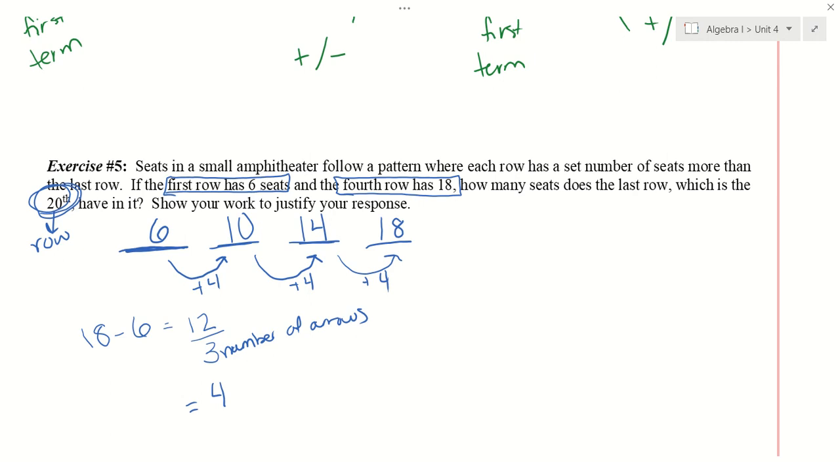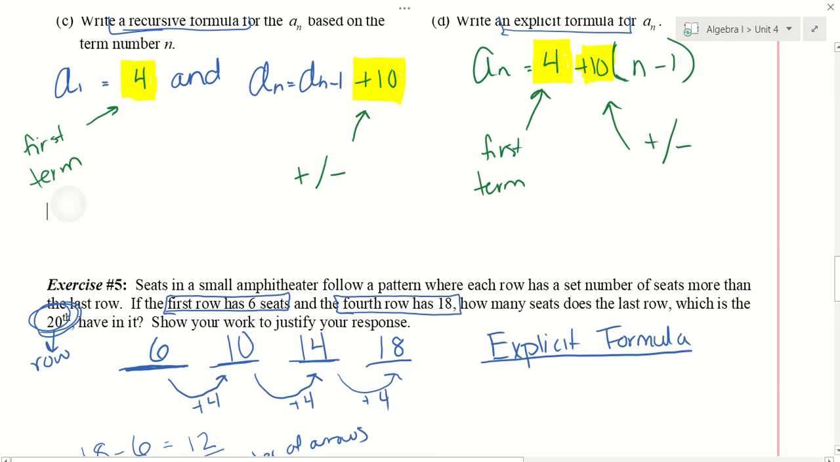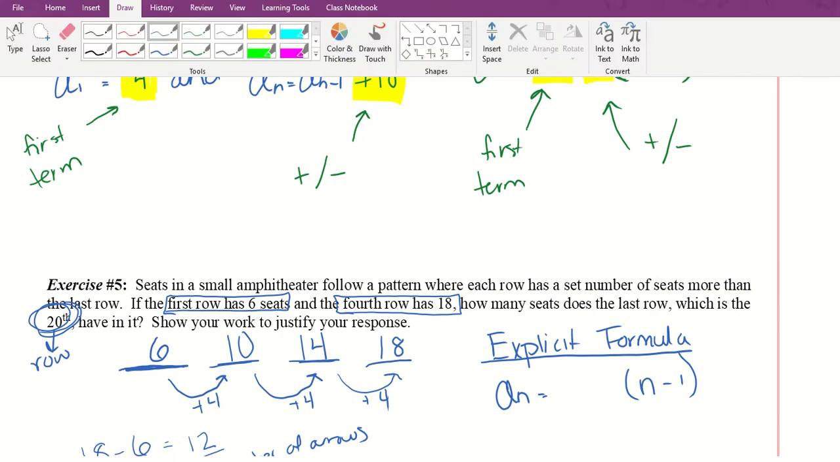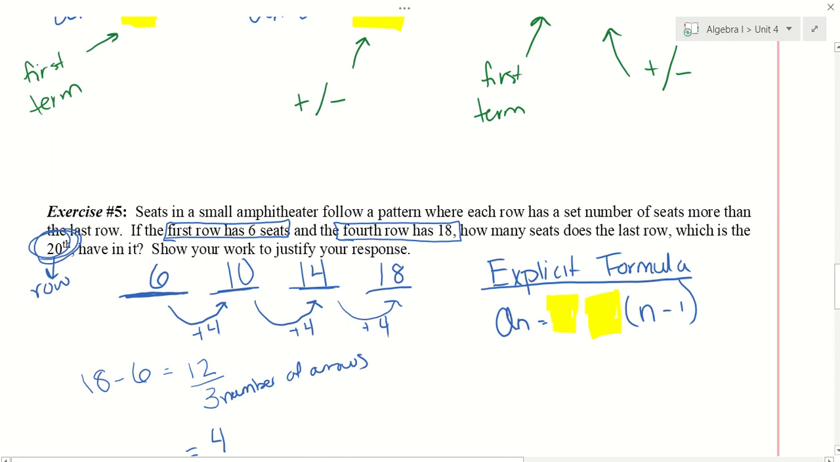So now, the question is, how in the world do we figure out how many are in the 20th row? The easiest way is to use your explicit formula. What would that look like? Again, look up here, the explicit formula. Things that stay the same: a of n equals, n minus 1. So we're looking for our first term and our adding and subtracting by. That's what I need to fill in. What is our first term? First row has 6 seats. What are we adding and subtracting by?